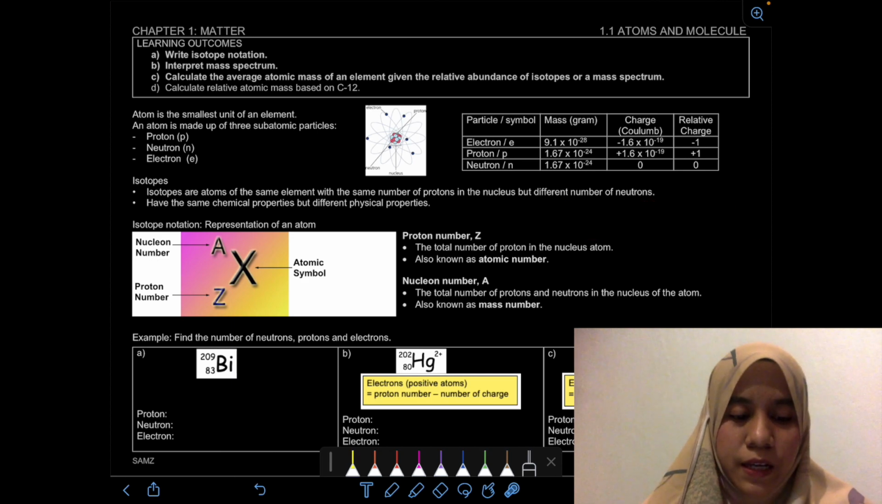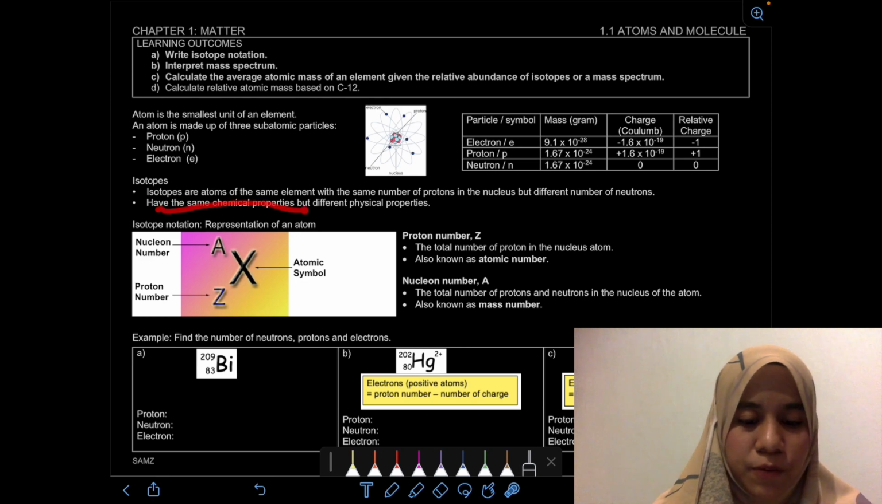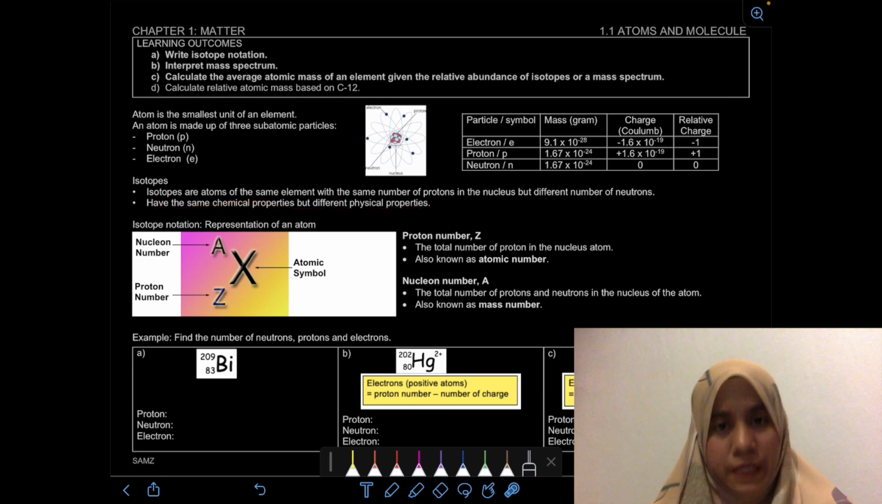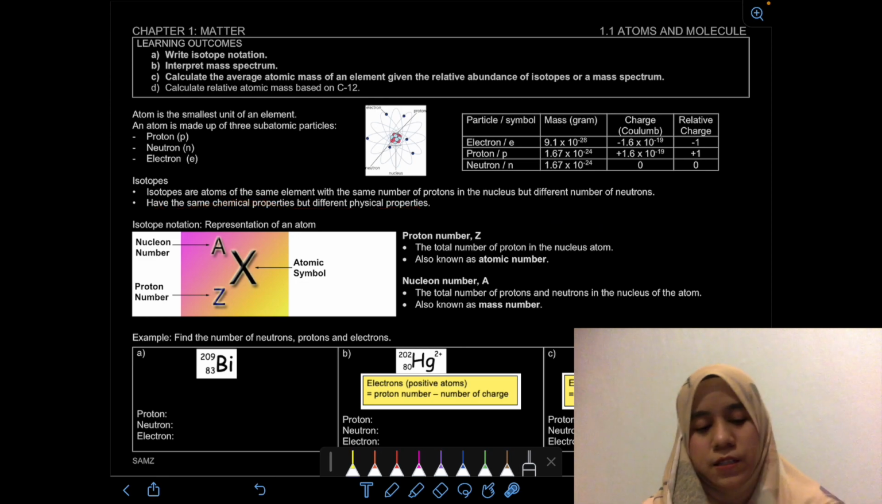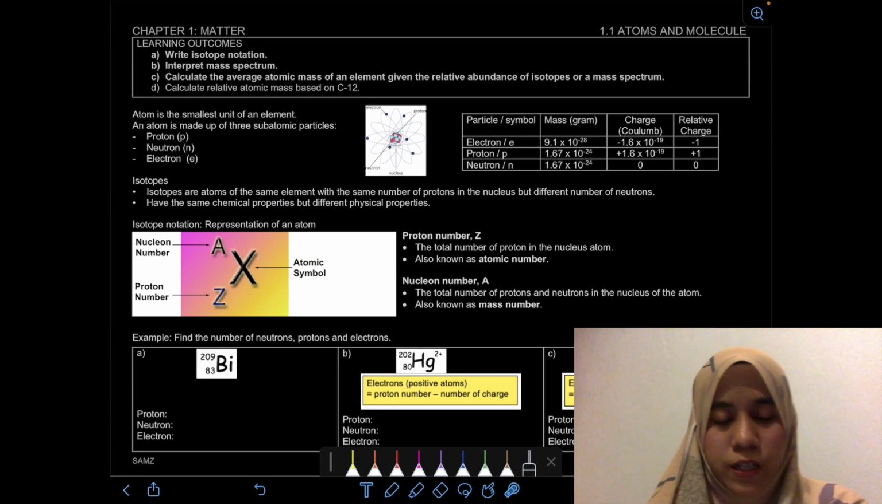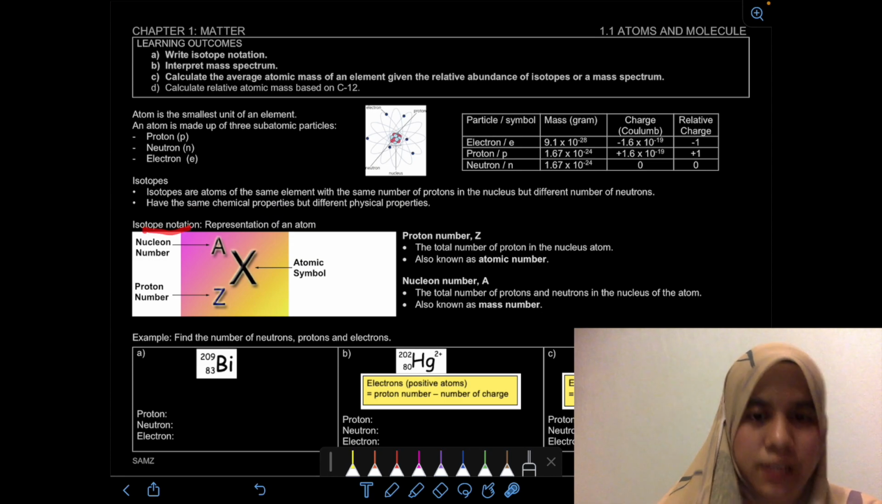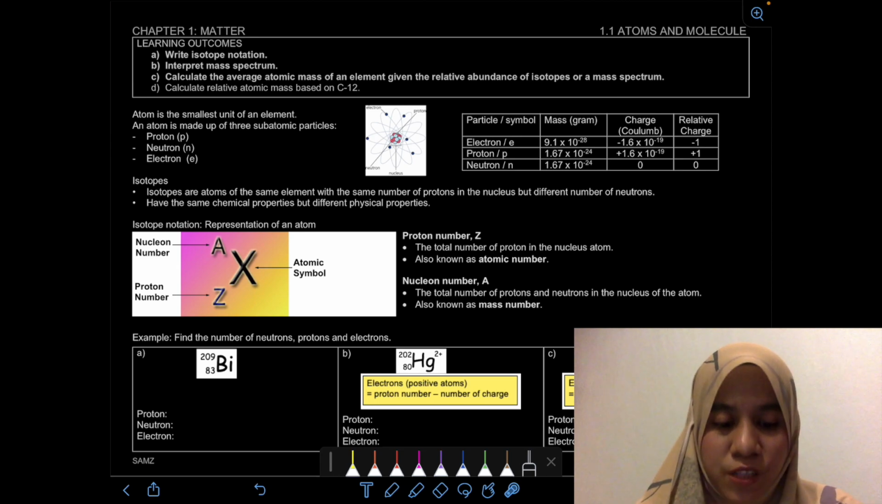Okay. And then kat sini, it has the same chemical properties but different physical properties. So that's the difference lah. It's just an introduction. So sekarang ni, let's look here. What is the isotope notation? Isotope notation is actually the representation of an atom.